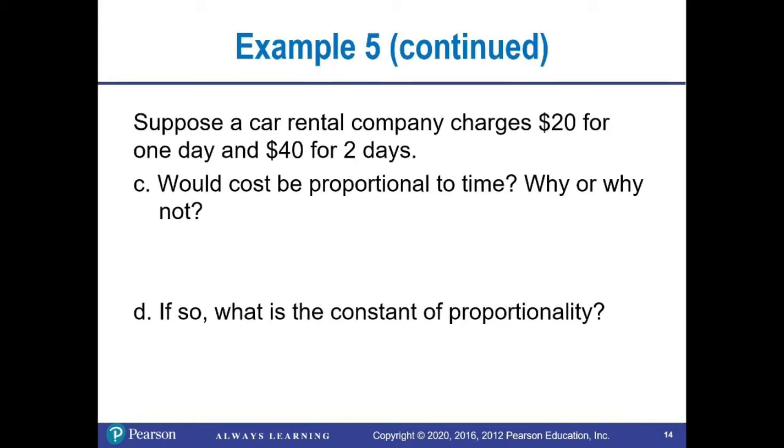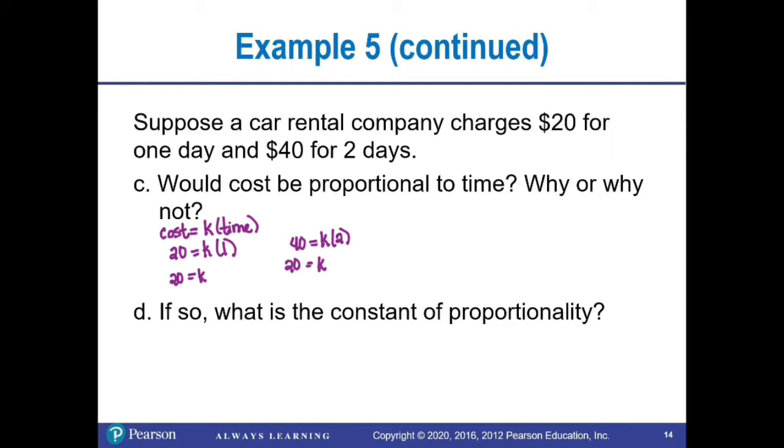Well, can I also say that cost is proportional to time? If so, then cost equals K times time, and K will be the same in every situation. Our first situation, we have $20 for one day, so the cost is 20 equals K times 1, our time of one day. So K is 20. For our second situation, we have $40 for 2 days. So 40, the cost, equals K, and the time is 2. Divide both sides by 2, and we get that K is 20.